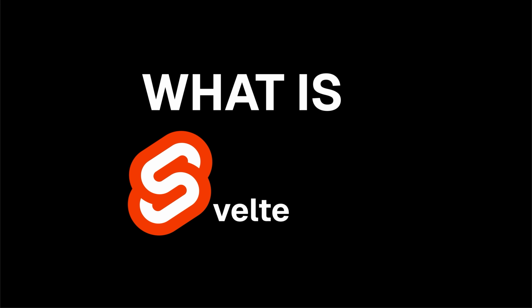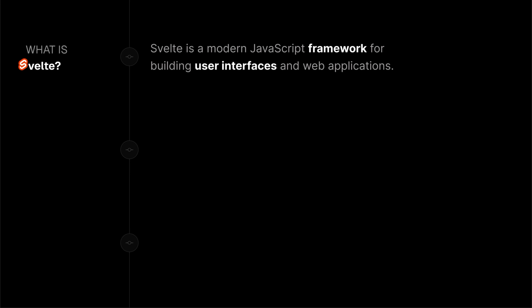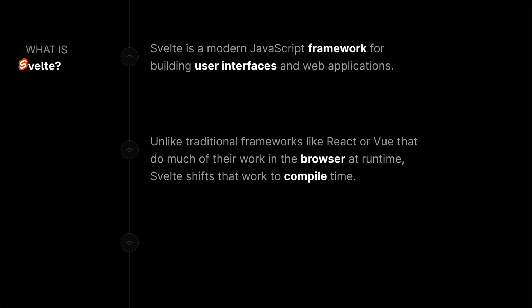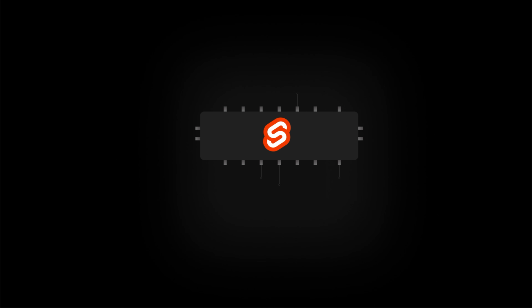So what is Svelte? Svelte is a modern JavaScript framework for building user interfaces and web applications. Unlike traditional frameworks like React.js or Vue.js, which do much of their work in the browser at runtime, Svelte shifts that work into compile time. But still, why should anyone care about learning Svelte?